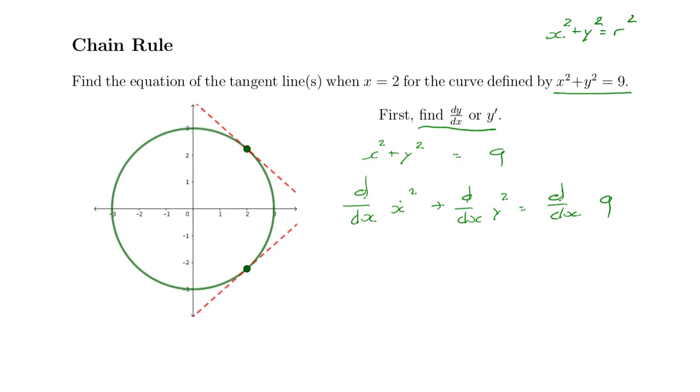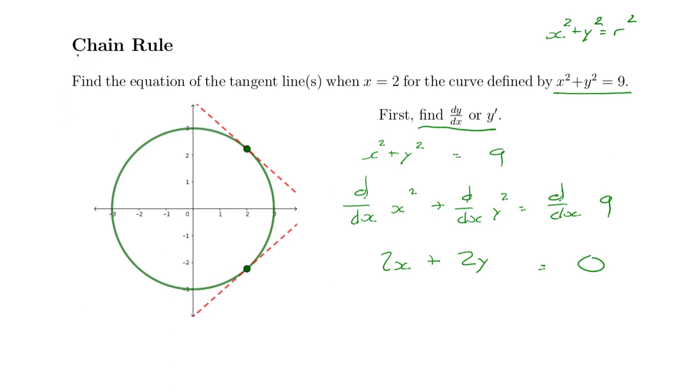And now we can just start finding derivatives when we know them. The derivative of x squared is 2x. The derivative of 9 is 0. And now we have to be careful with this. The derivative of y squared certainly is 2y.